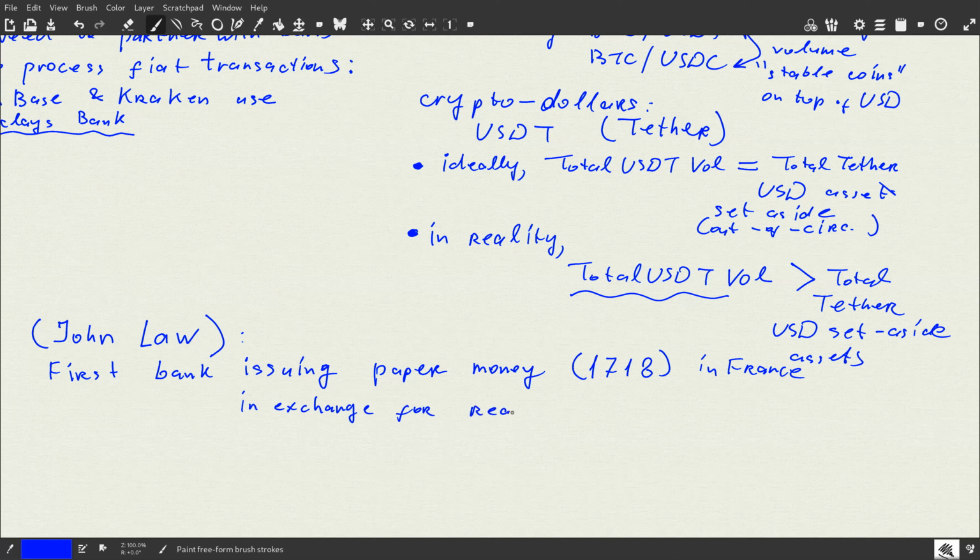What are real assets? At that time, real assets were gold or silver money. So basically what he was doing, he was receiving gold or silver and issuing banknotes backed by those precious metal deposits. What he did eventually, you can imagine what he did. He issued again paper money, banknotes.